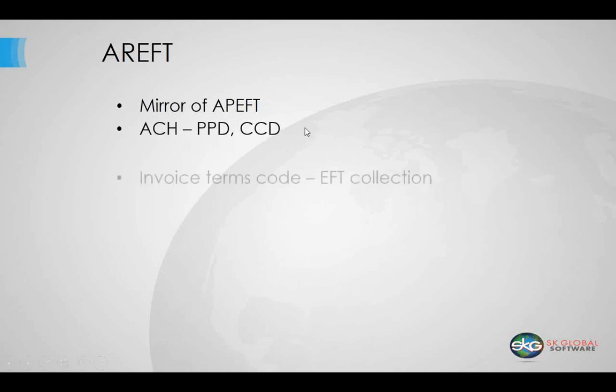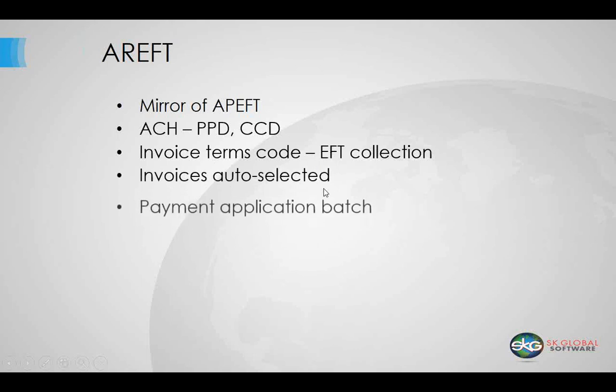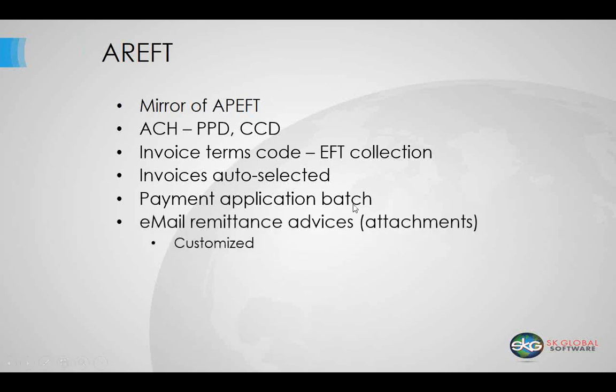Again, we support PPD and CCD and ACH. The way we designate which customers' invoices we're going to collect against is based on a terms code, and that does the EF collection. Invoices are auto-selected for us as we go in. I'll show that in a second. And we generate a payment application batch when we're done. Not only do we send the file to the bank to actually have the money debited out of their account and deposited into your account, we'll create a payment application batch to apply that payment against those invoices.